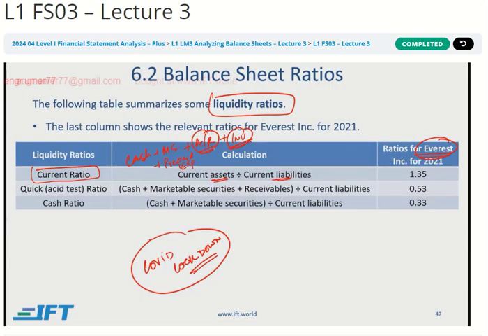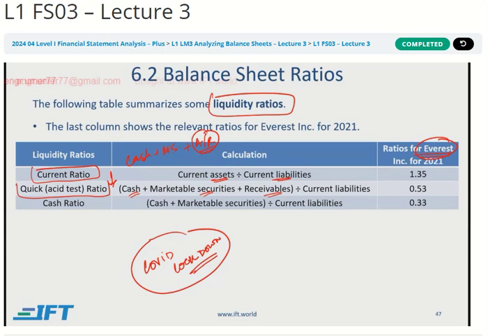Highly unlikely. So that means it's not a very good ratio. A more conservative or safer option is something called the acid test ratio or the quick ratio. Here the difference is that we don't take inventory. It's only cash, marketable securities, and receivables. So we exclude your inventory and even your prepaid expenses. We're only taking cash, marketable securities, and receivables.